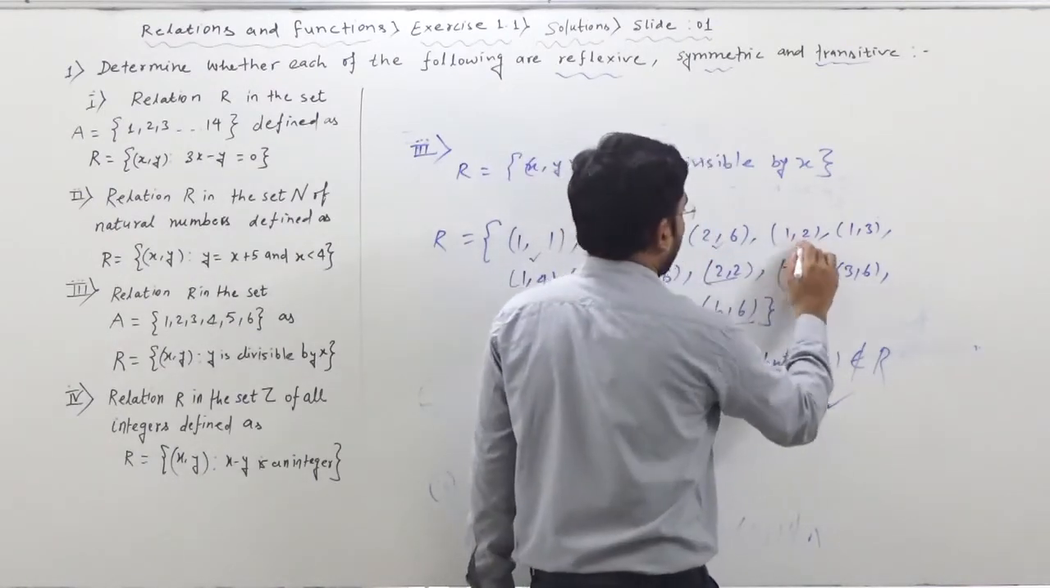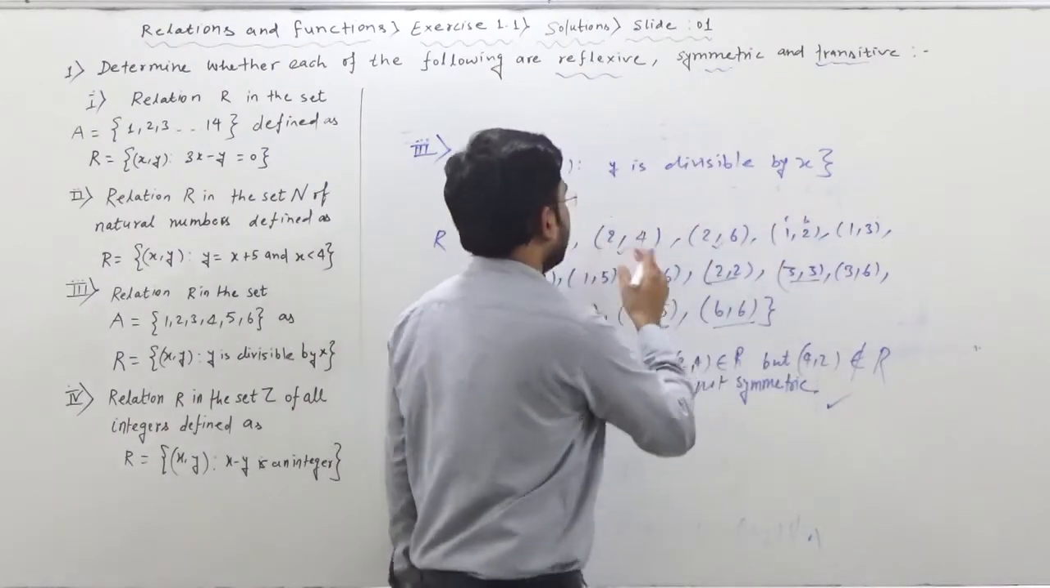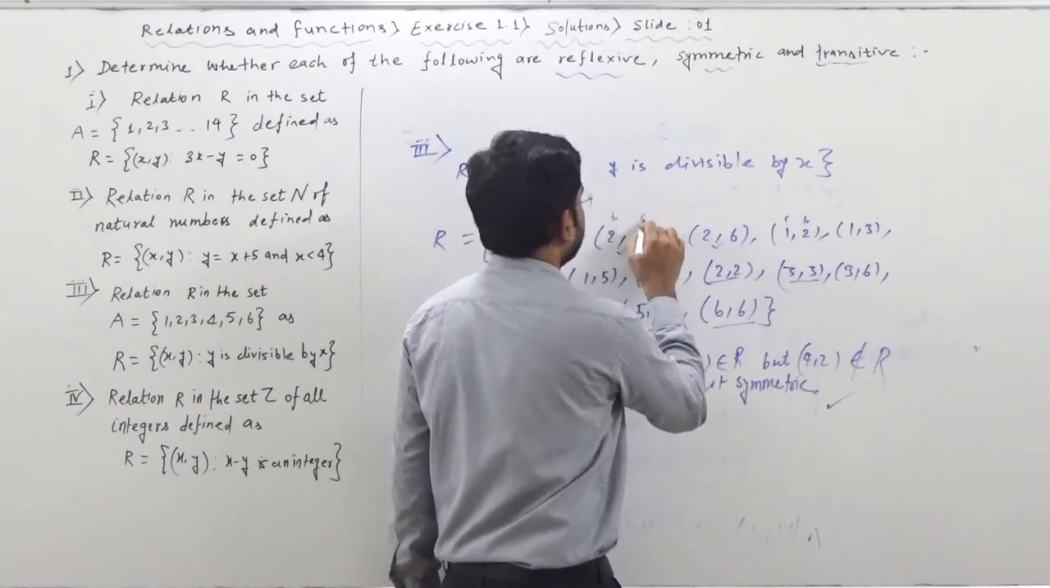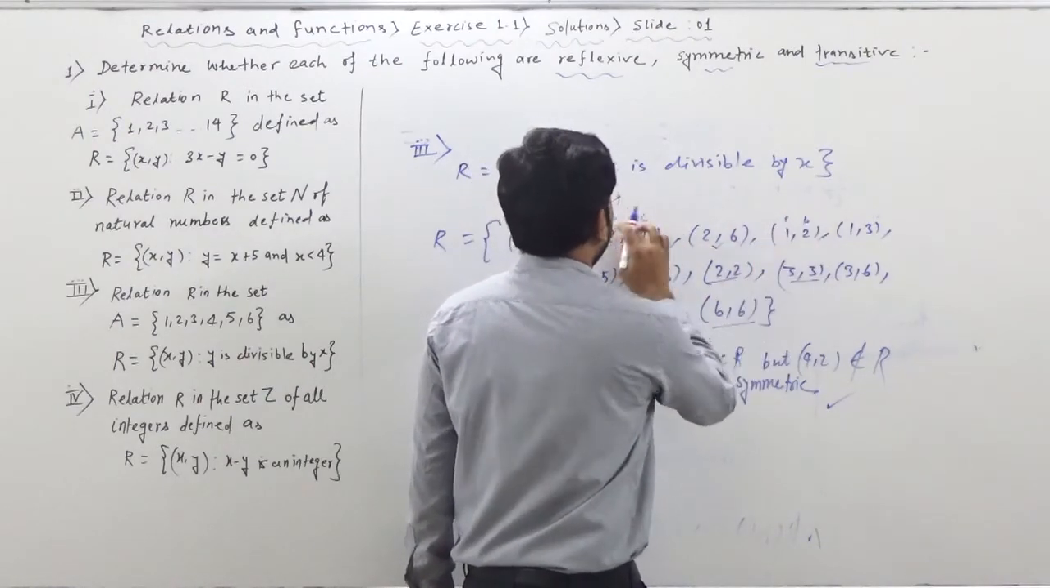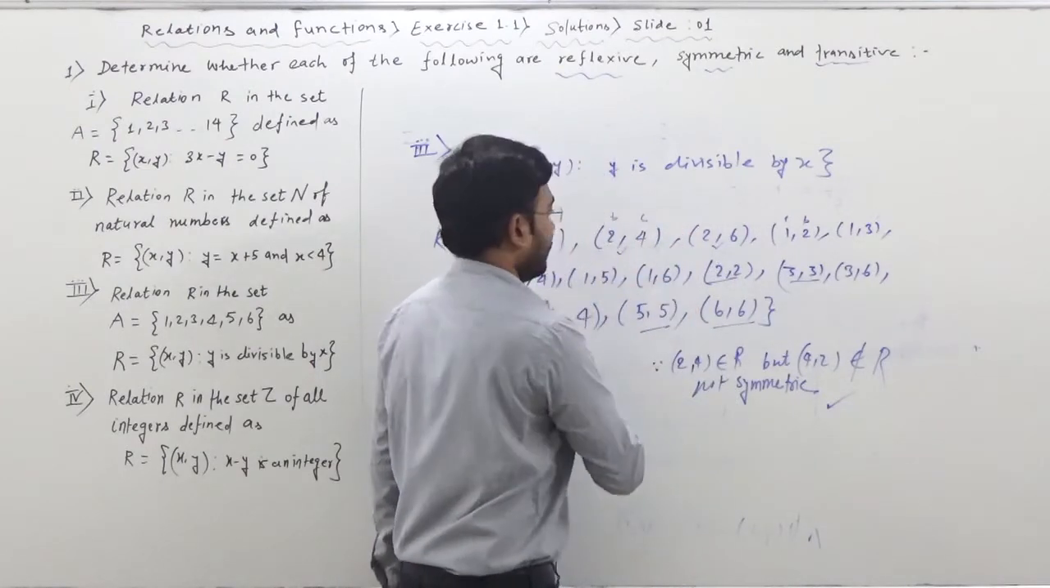Now, 1 comma 2. This is like A comma B. From 2 anywhere is starting? Yes, from here is starting. So A comma B is there. Now B comma C. So A comma B, B comma C. A comma C is going to be 1 comma 4. 1 comma 4, yes, available.